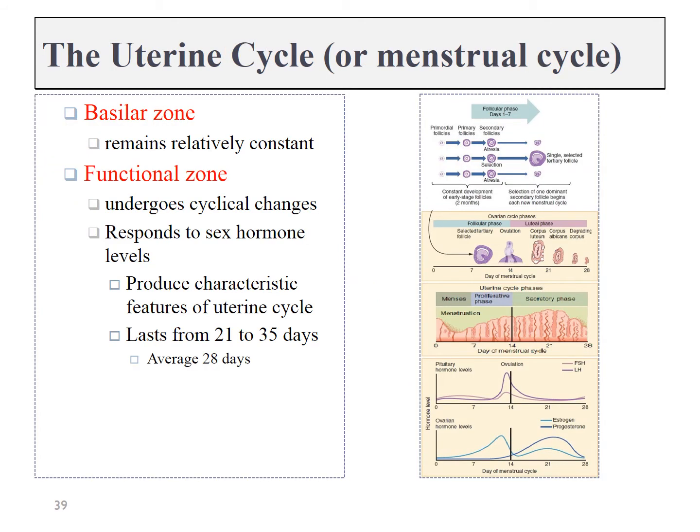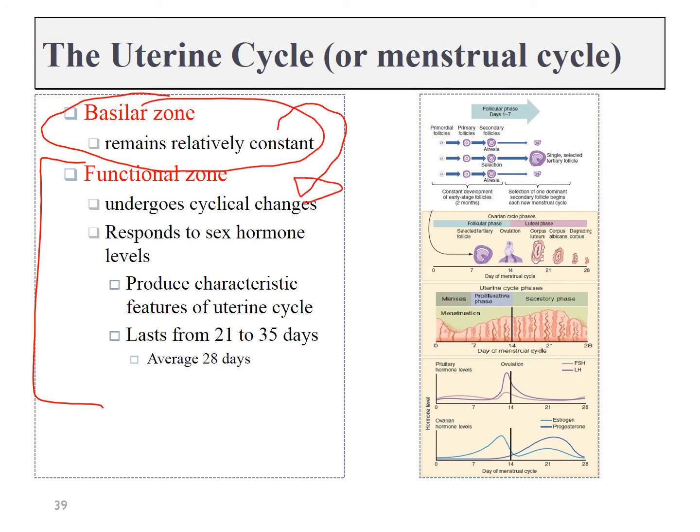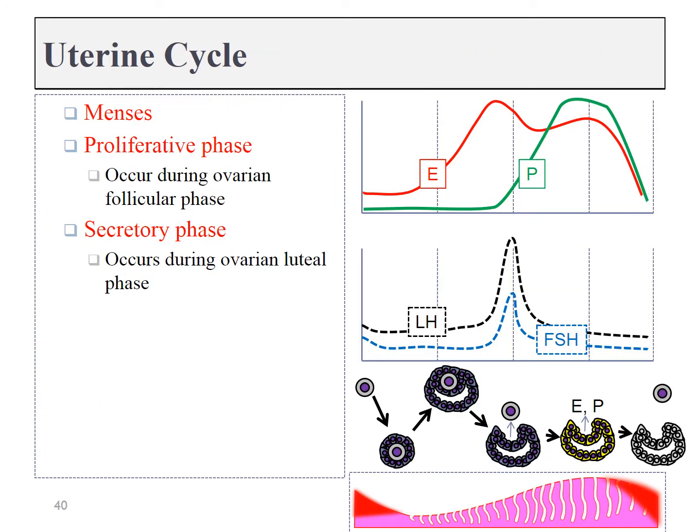At the end of menstruation, most of the functional zone will have been lost. The basilar zone is still there, and these cells can undergo mitosis to produce a new functional zone. This will be under the control of the hormones estrogen and later progesterone as well. We can now add one more picture to our diagram here, and this new picture represents what's happening in the uterus at the same time as what is occurring in the ovaries.